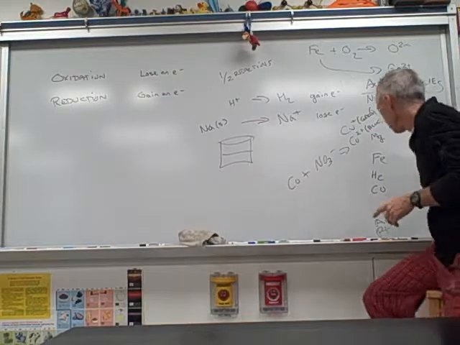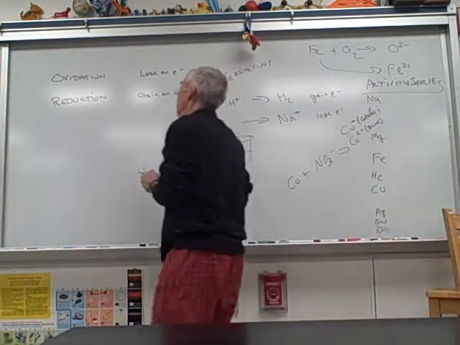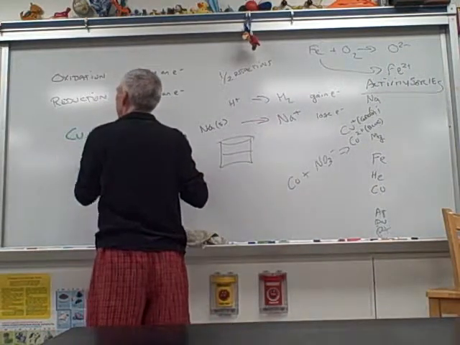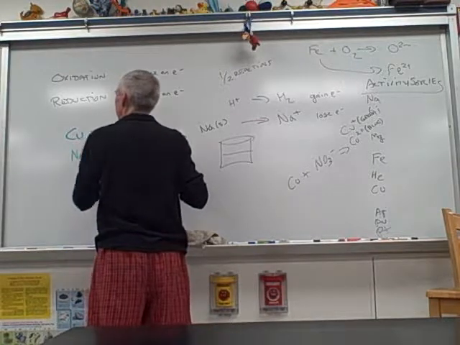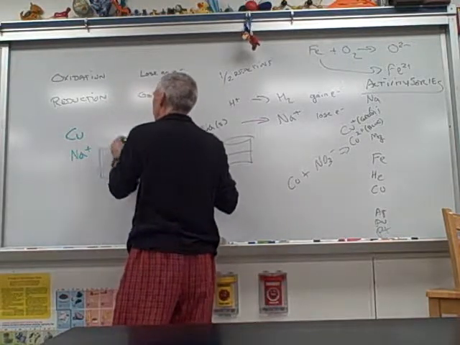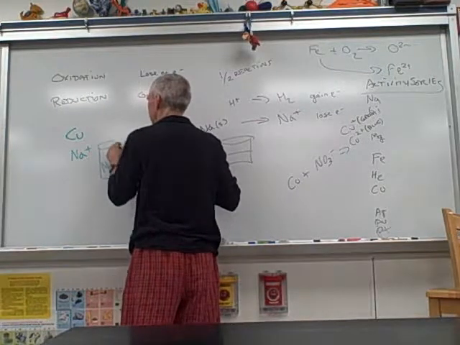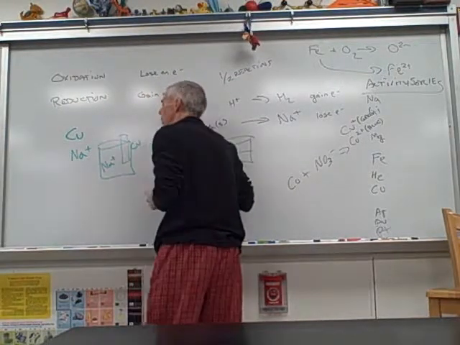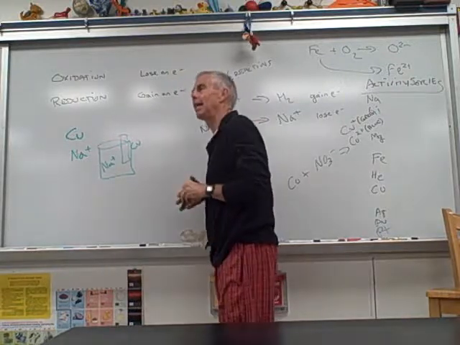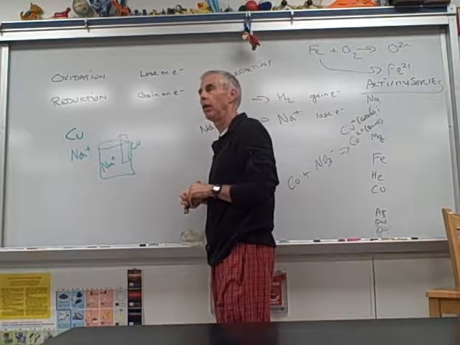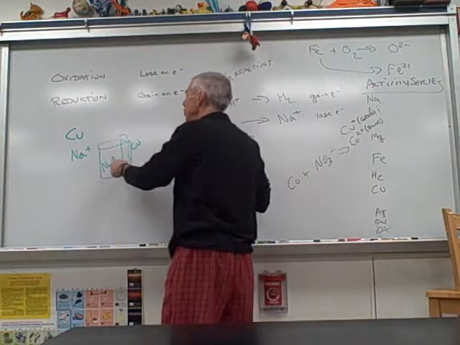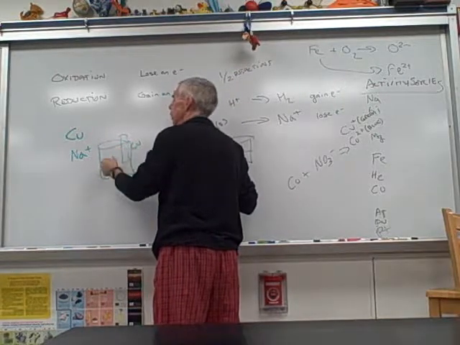So here's the deal. If I have some sodium ions, and I put them near a piece of copper metal, the sodium can't take back its electrons. The sodium isn't strong enough to take the electrons from the copper.